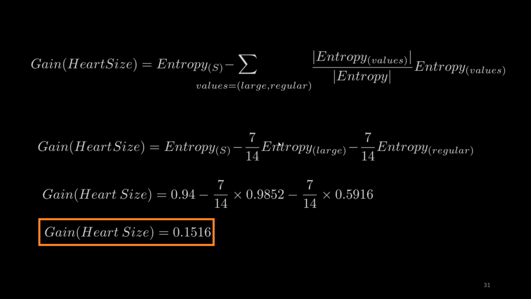This is the entropy value of large, which we calculated in the previous slide. This is 0.9852 and this is 0.5916. These are the 2 weighted values of the entropy, and this is the entropy of the dataset. If we subtract this weighted value from the entropy of the dataset, we will get the information gain of the feature heart size.